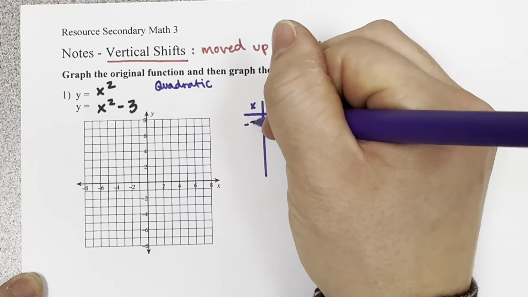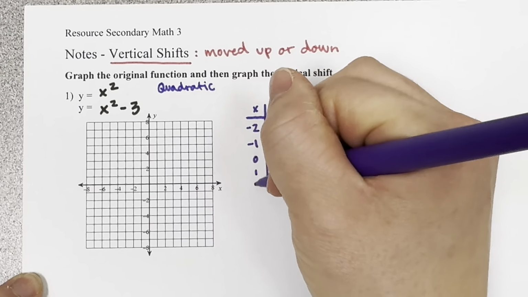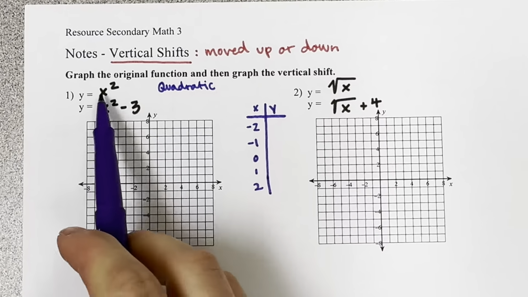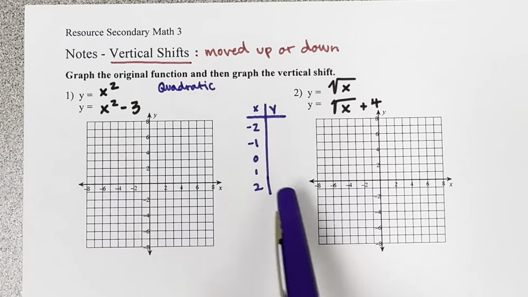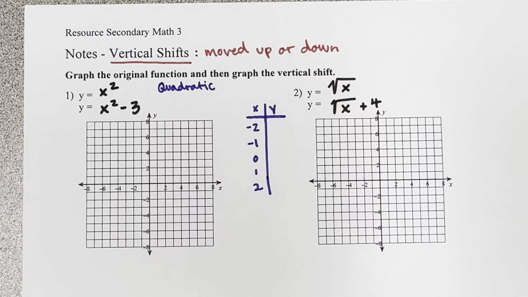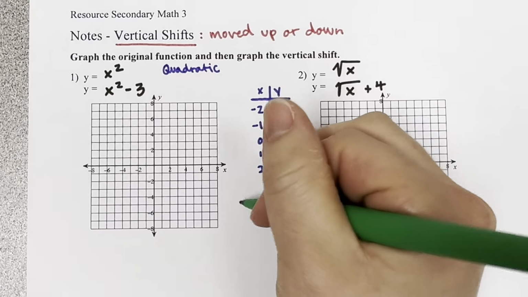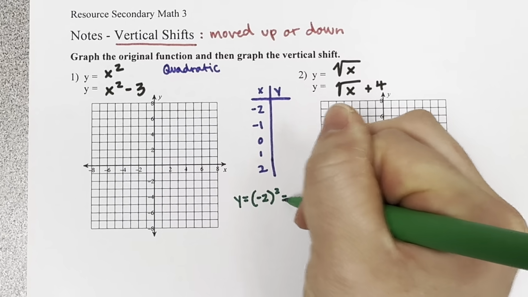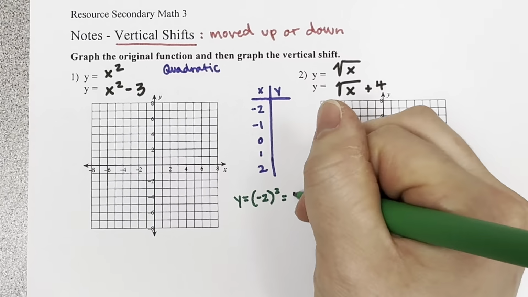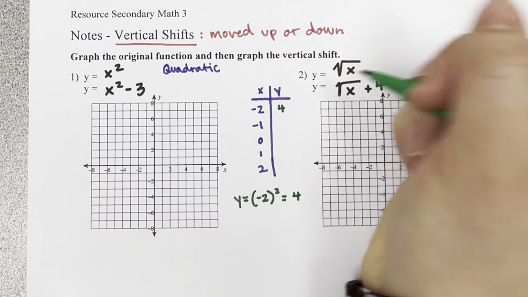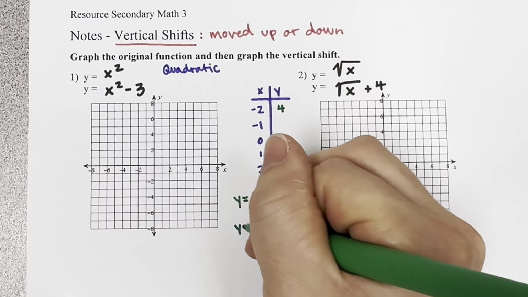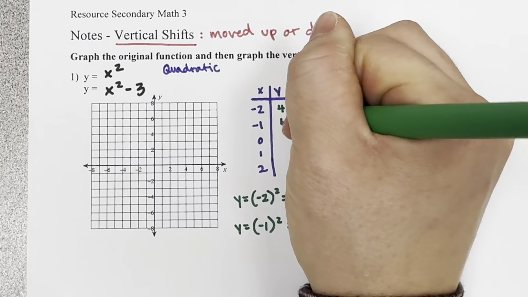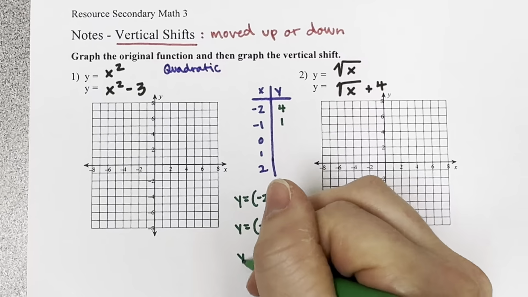So I have -2, -1, 0, 1, 2. I'm choosing these points to plug in for my x in my parent function, and we'll plug them in to see what we get for y. We've done this a couple times already. So if I have y equals -2 squared, if I replace that x with -2, I'm going to get a +4. And if I then replace it with -1, so -1 squared, that's going to give me +1. And so on and so forth.